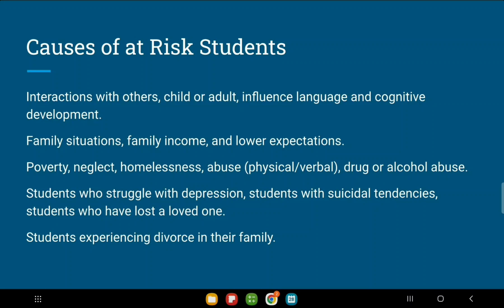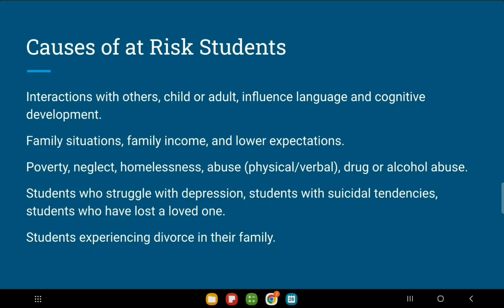For example, a student who only speaks their native tongue at home may have difficulty pronouncing some of the sounds in the English language. And they may have certain tendencies in the dialect that do not translate into English. Another cause may be family situations, family income, and lower expectations. So this idea covers many bases, and I'll try to keep it as compact as I can.